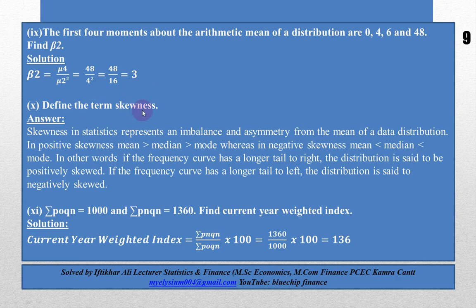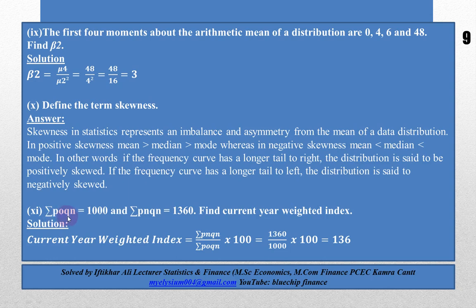Define the term skewness. Simply, if all the three averages, arithmetic mean, median and mode, are equal, then we can say that the data is symmetrical data, so there will be no skewness. But if all these three averages are not equal, then there is a skewness, and skewness may be positive or negative. If arithmetic mean is greater than median and median is greater than mode, it will be positive skewness, and in the reverse case it will be negative skewness.